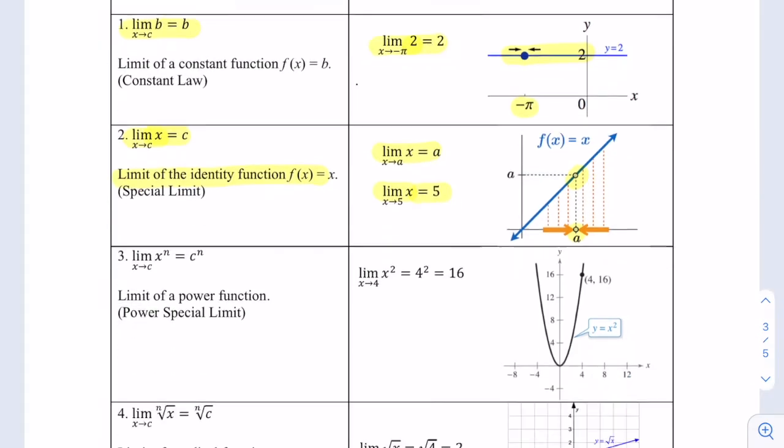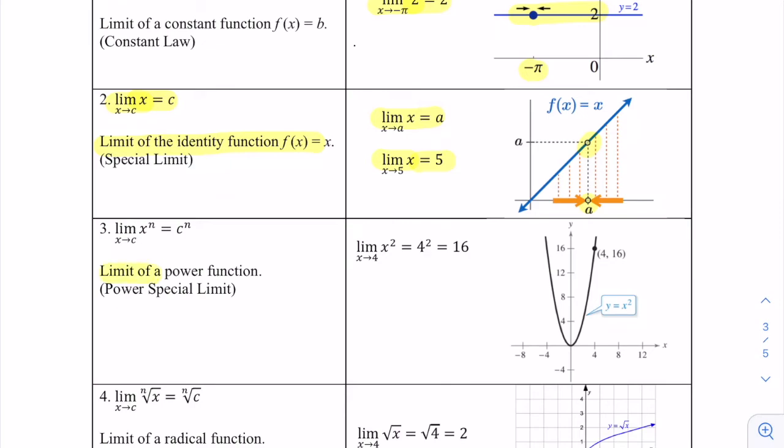Let's consider the power function. The limit of x to the nth power as x approaches c will equal c to the nth power. So if we have the quadratic here, the limit of x squared as x approaches 4 will just be 4 squared, which is 16.